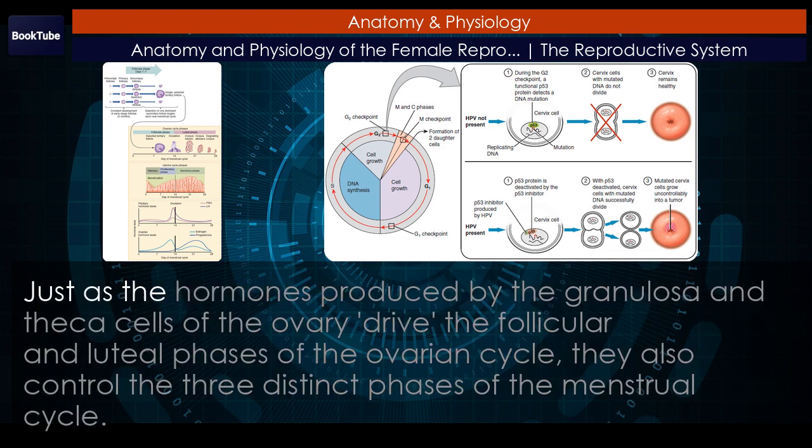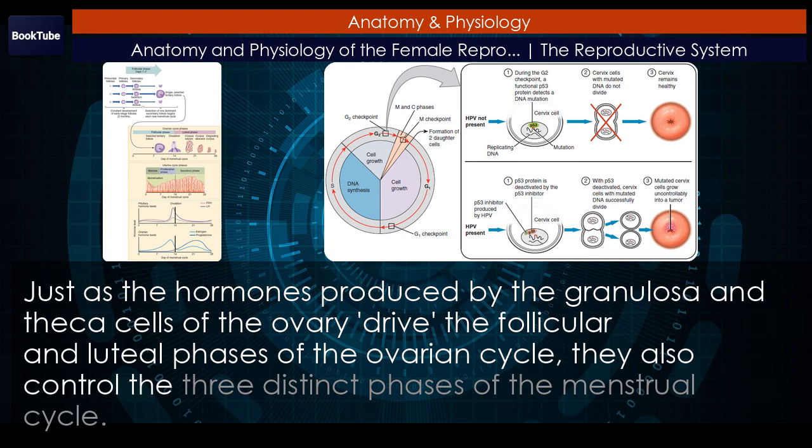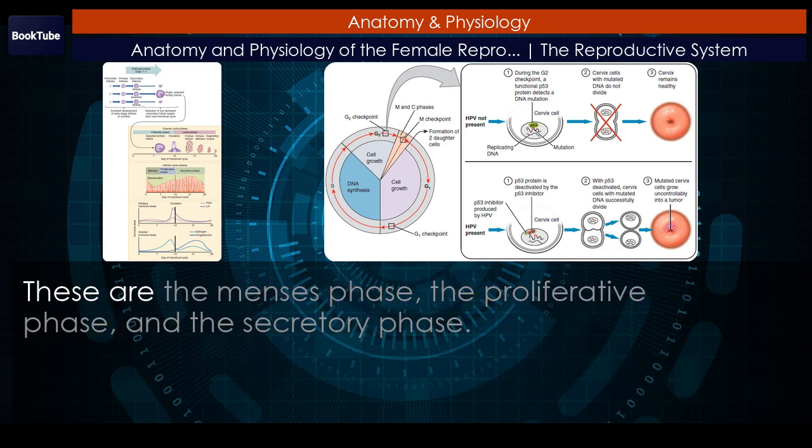Just as the hormones produced by the granulosa and theca cells of the ovary drive the follicular and luteal phases of the ovarian cycle, they also control the 3 distinct phases of the menstrual cycle. These are the menses phase, the proliferative phase, and the secretory phase.